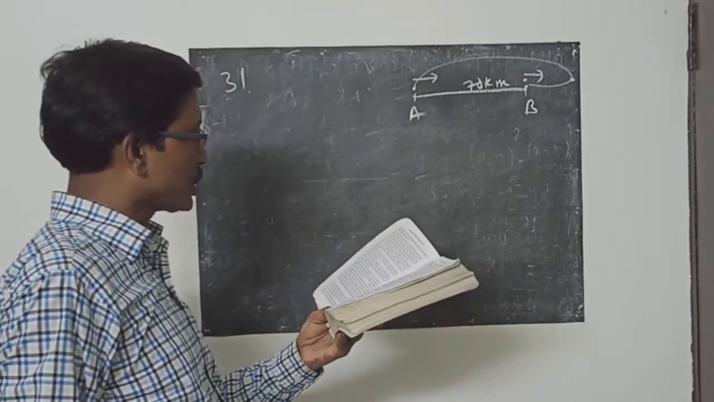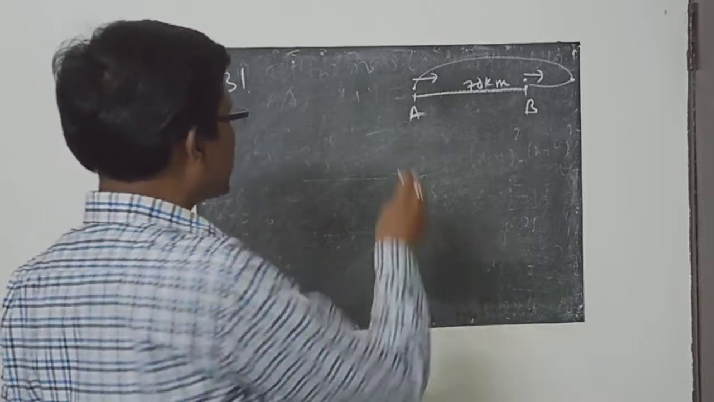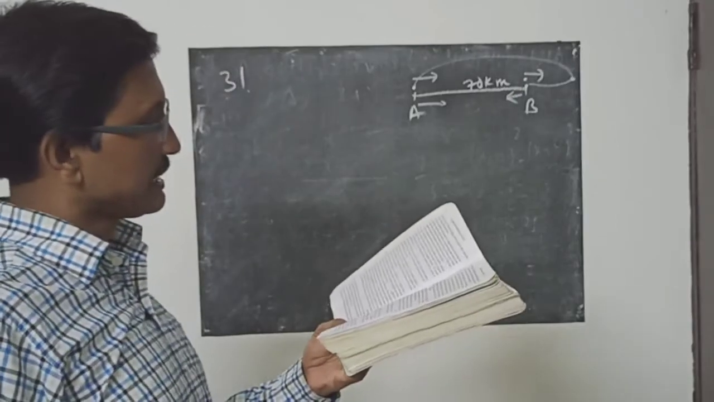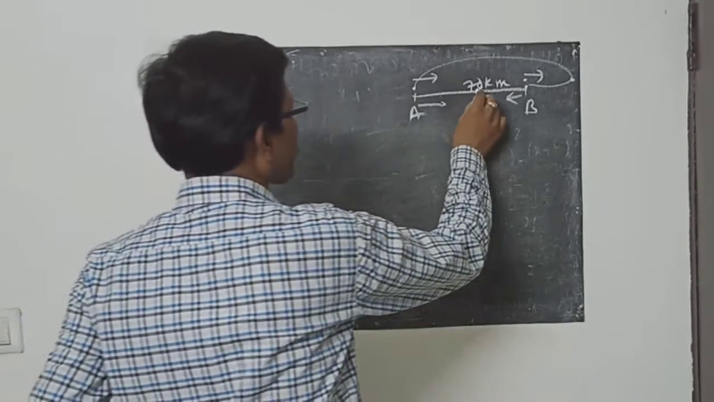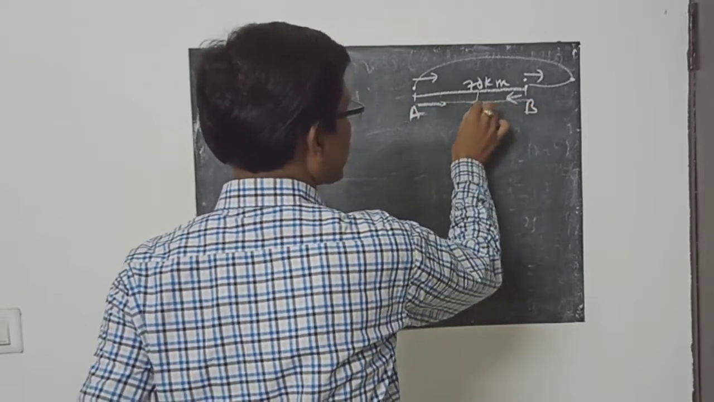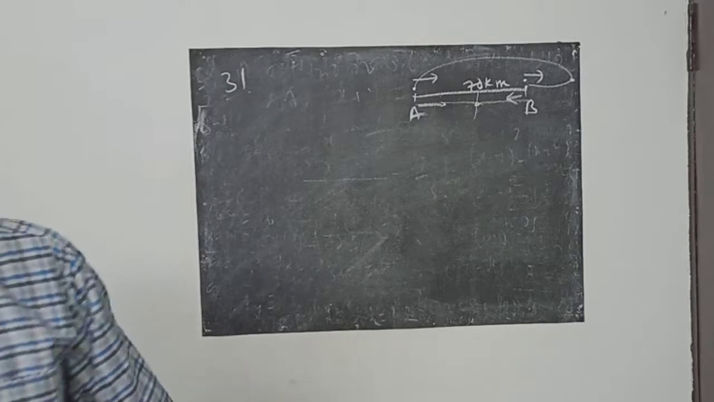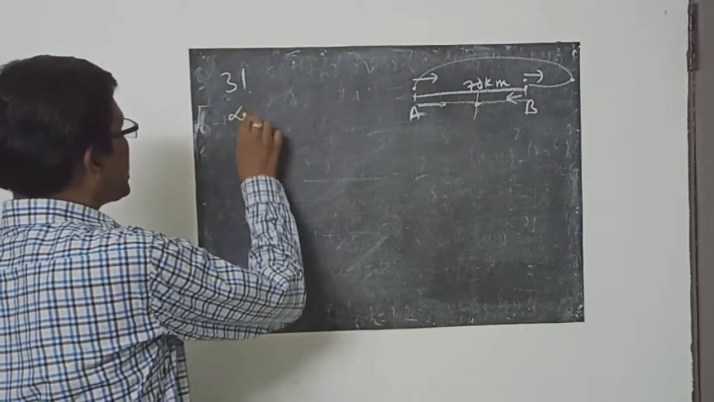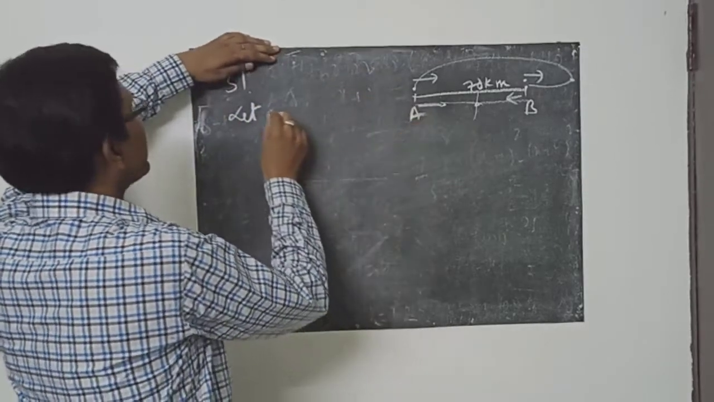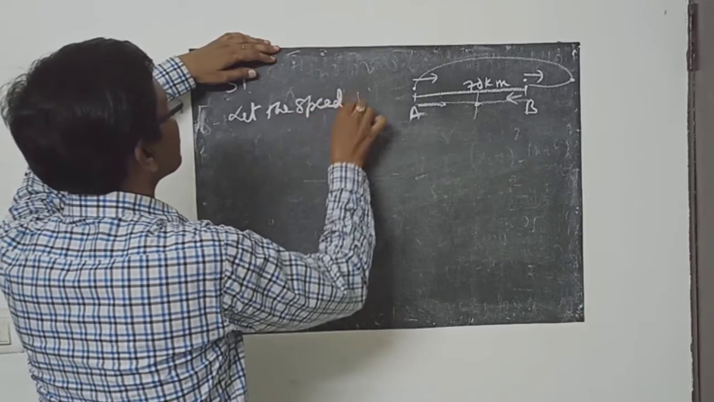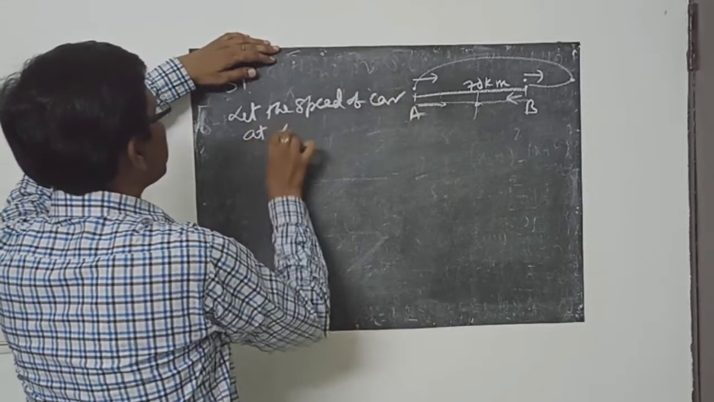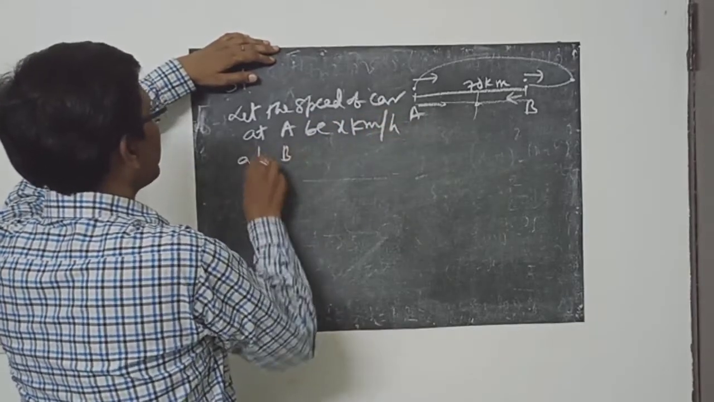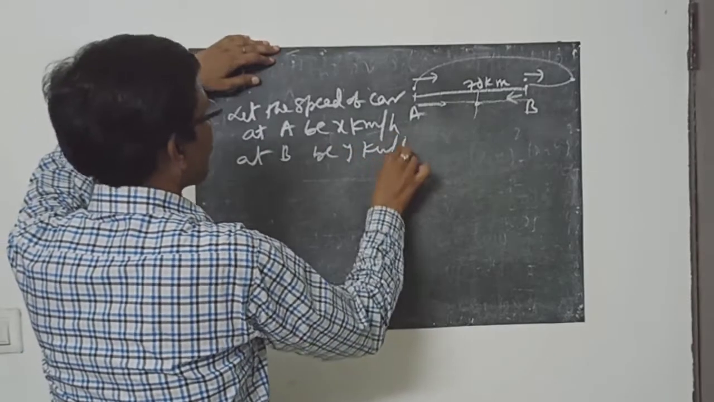And the second condition is also there: if they travel towards each other, then they meet in 1 hour. So after 1 hour, that much distance A and B cover, then they meet. We have to find the speed of both the cars. So here you are having 2 cars. Let the speed of the car at A be x kilometer per hour and at B be y kilometer per hour.